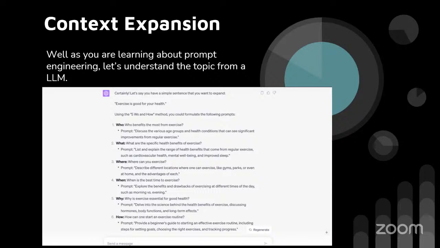Now I want to expand it using the 5 Ws and how method. So over here you can see it formulates the answers. Who, what, where, when, why. Who benefits the most from exercise, what are the specific health benefits of exercise, where can you exercise, when is the best time to exercise, why is exercise essential for good health, how can one start an exercise routine. You can see with a single sentence, exercise is good for your health, it gives a context expansion over here.